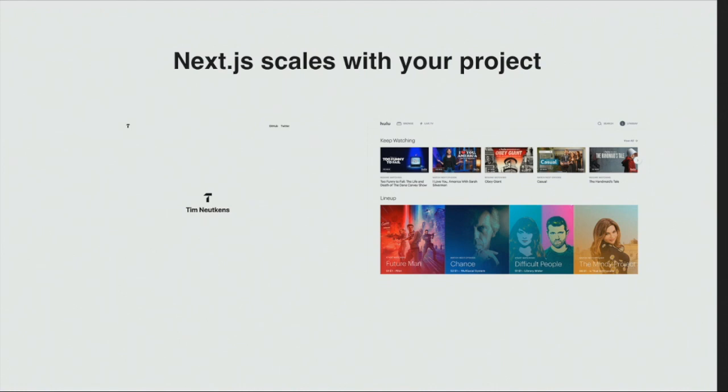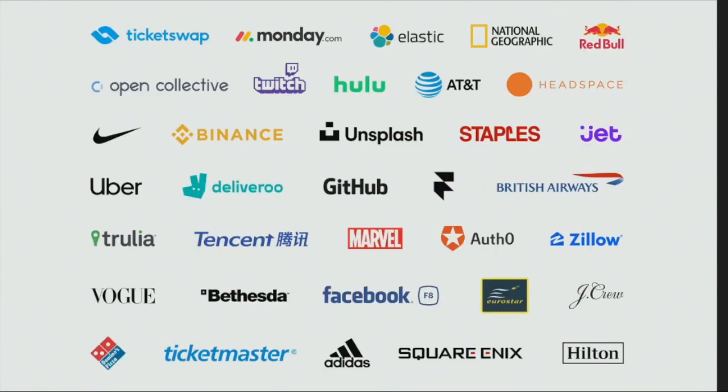So Next scales with your project, and this goes from my personal website, which is not that popular, unfortunately, to Hulu, which is this massive streaming service from the US. So Next is being used in production to serve the main traffic of all these sites mentioned in the slide, which goes from TicketSwap, a company from Amsterdam actually, to Twitch, which is the 24th largest website of the internet, and many others that you probably recognize here.